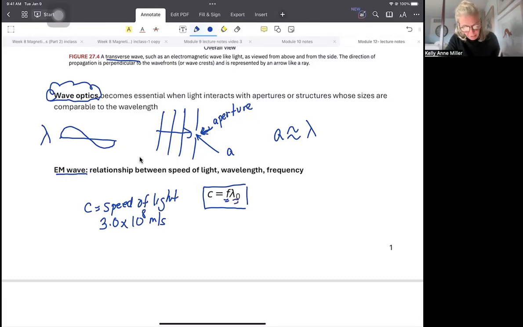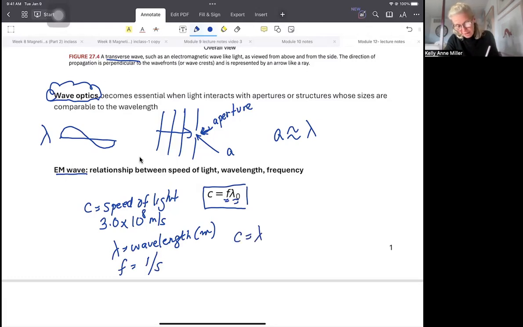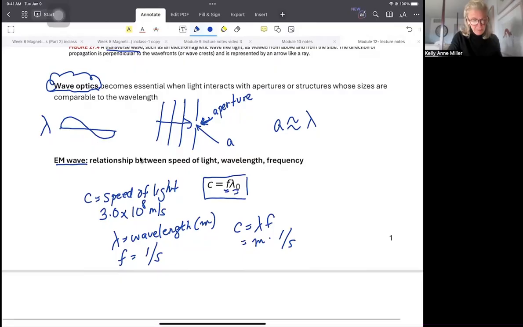This should make sense because wavelength is a length, so it's measured in meters. And frequency, remember, is the number of times a wave passes a point. If I were to stand in one spot and count the number of waves that go by every second, that would be its frequency. So the unit of frequency is inverse seconds. If I multiply a meter times an inverse second, when I go c equals lambda f, this would be meters times inverse seconds, so I get back the unit of the speed of light.